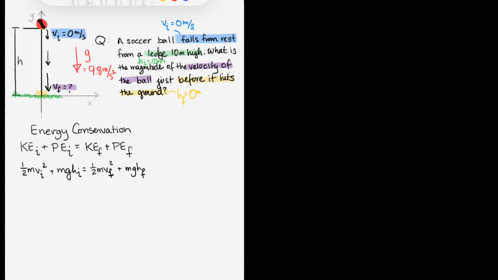So we have 4 terms, and in each of these 4 terms, there's a mass. And we can cancel the mass out of every term. When we do that, it's like saying that the final solution to this problem will be independent of mass.